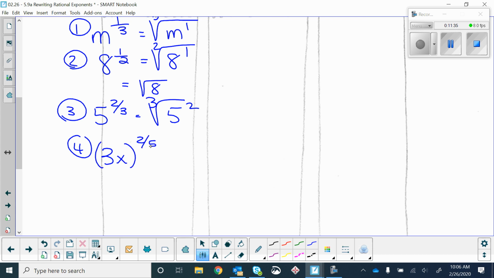Okay. Last one for this section. What's different about this base? There's a variable. That's not the only thing different. Why do you think there's parentheses here? So we can get the x and the 3. So when there's more than one part to the base, you need the parentheses. Because if they weren't there, like imagine they were gone, then that 2/5 would be on the x only. So it means something completely different with or without the parentheses.